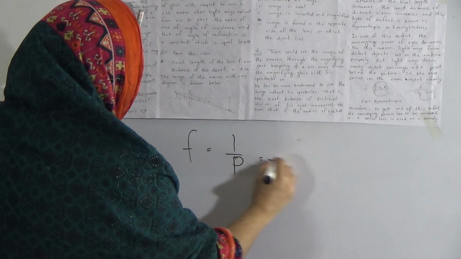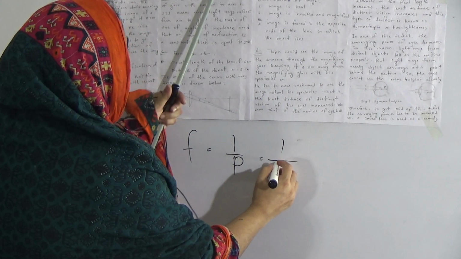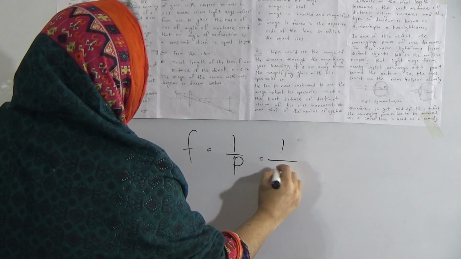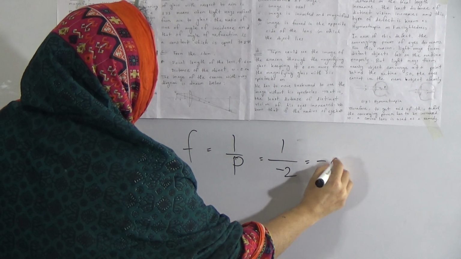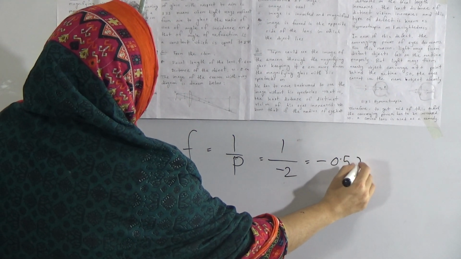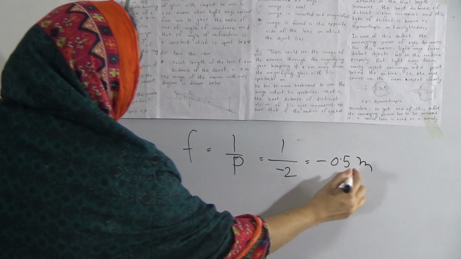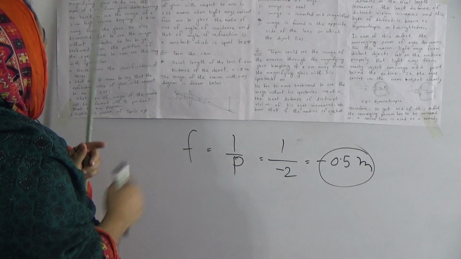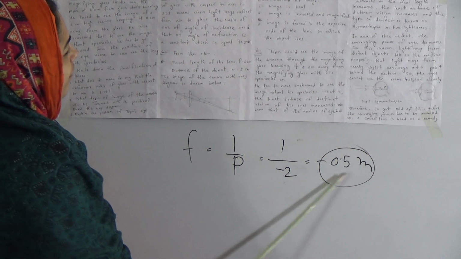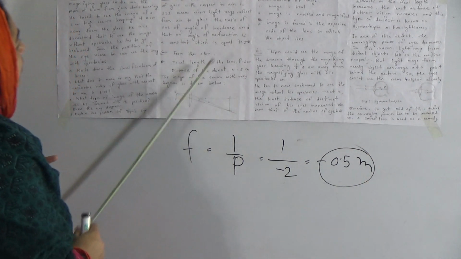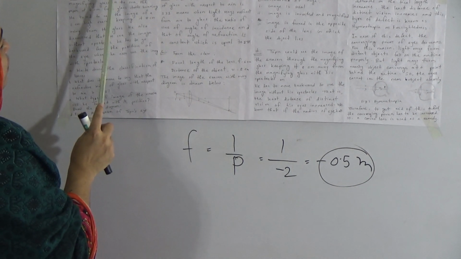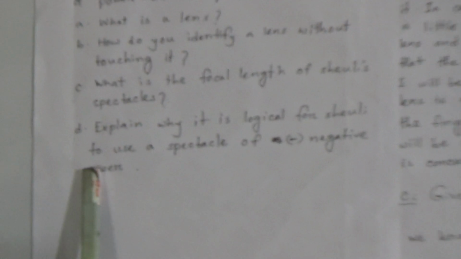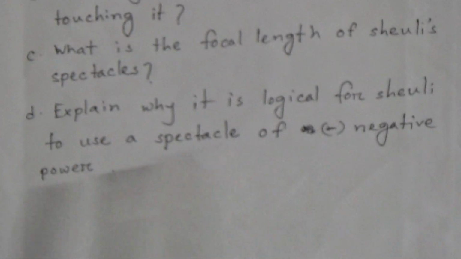So here given power minus 2 diopter. Okay, so F equals 1 divided by minus 2, that means minus 0.5 meter. So the focal length of Shioli's spectacles is minus 0.5 meter. Now come to question number D. Explain why it is logical for Shioli to use spectacles of negative power.